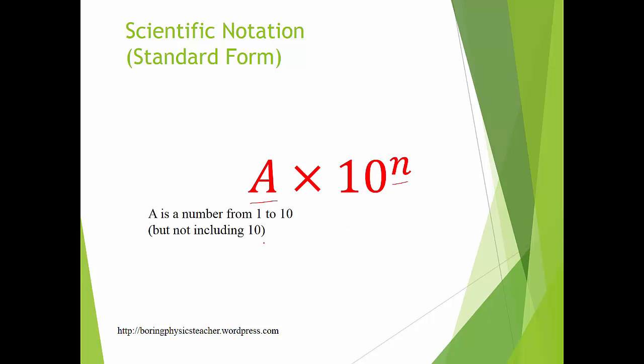This a is a number from 1 to 10, but take note that it doesn't include 10 itself. So it can be 9.9999999, but it doesn't include 10. And n is a digit, known as the power of 10. n can be a positive or a negative number. So it can be 10 to the power 2 or it can be 10 to the power negative 2. It has its specific meaning.